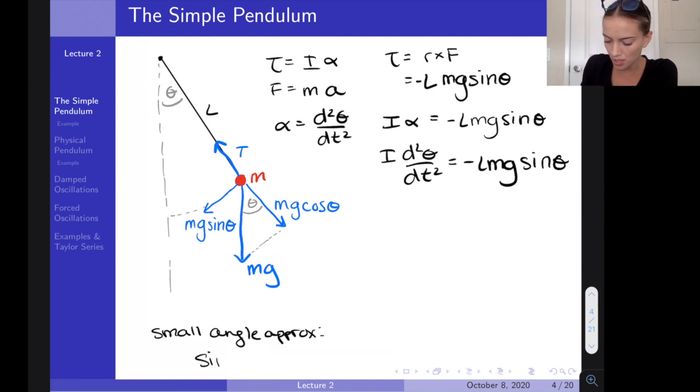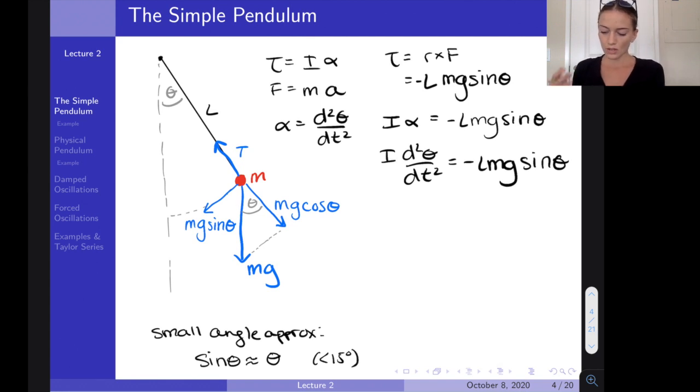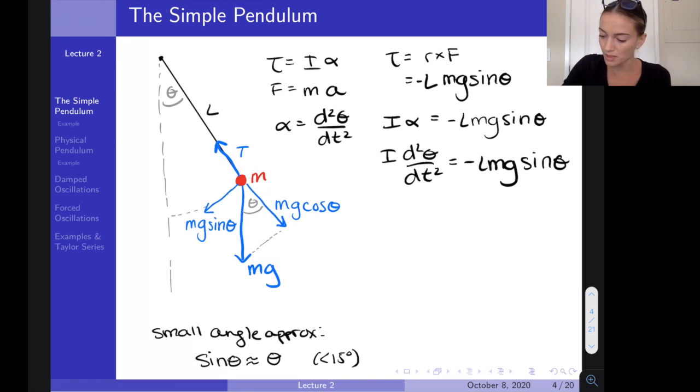And the small angle approximation just says that sine theta is approximately equal to theta for angles less than 15 degrees. So I can just replace my sine theta with theta, and then it looks a lot like my simple harmonic equation, right? So now I'm just going to replace this with theta, and now I just have to write in my moment of inertia for this. So you can use the parallel axis theorem, or just look it up. So the moment of inertia for this little bob here rotating around this point is just ml squared.